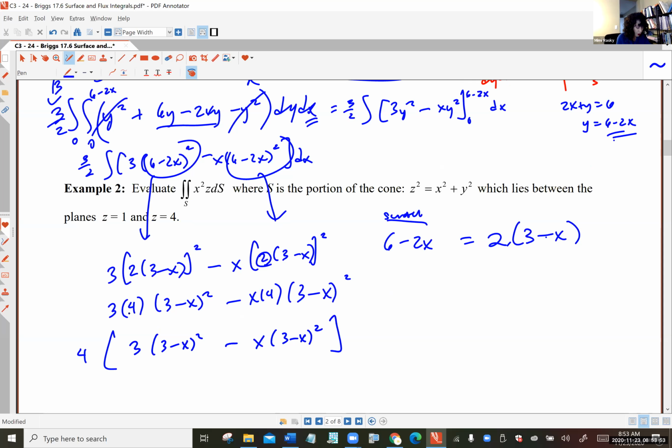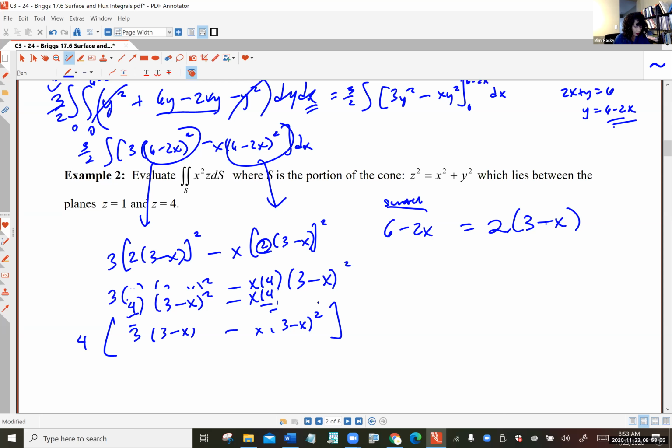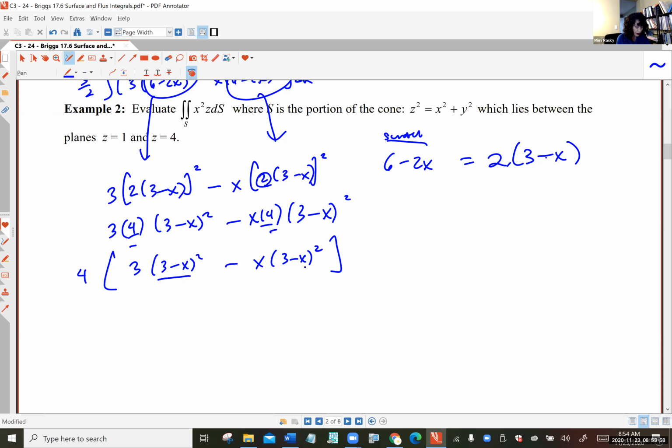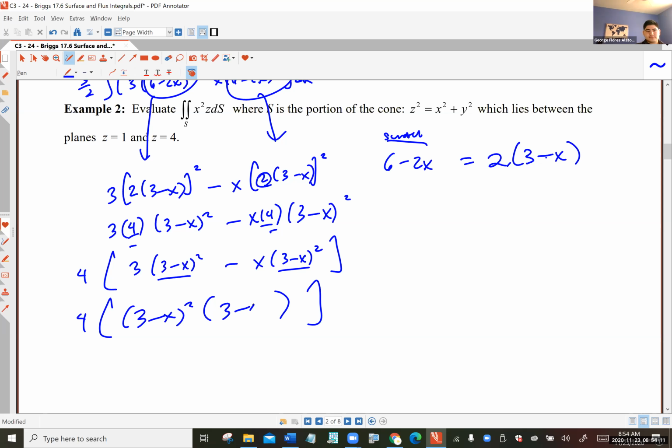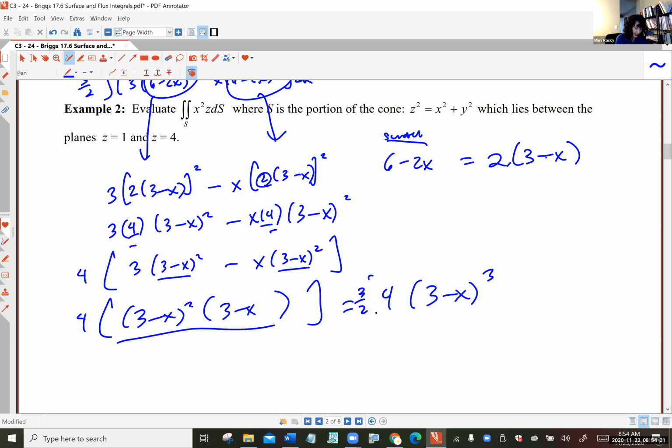Okay, so the 4s are out. Now what? If you look at what's inside my brackets, do you see that 3 minus x squared is a common factor to both of those terms? Yeah. So what if I pull it out? Then what's the other factor? Minus x. Yeah. And then, let's just combine those 3 minus x's into a single power of 3 minus x like this. And then I claim, and we still have a 3/2 sitting out in front, I claim you can use u-sub and the power rule to integrate this without having to FOIL and all that other business.